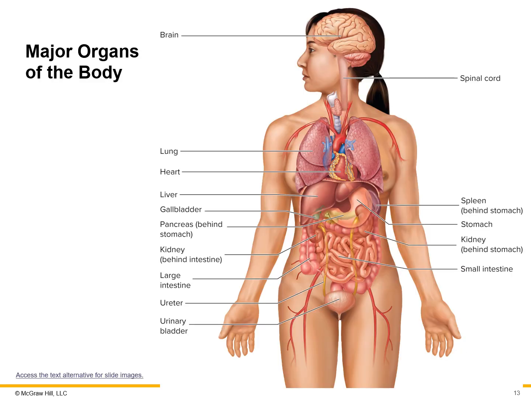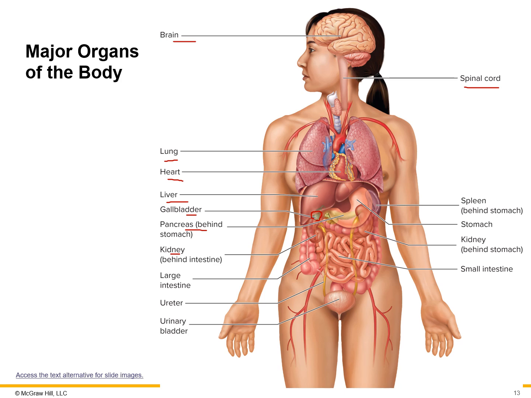So if we look at some of the major organs of the body, and you're probably familiar with the majority of these. So of course we have the brain, our spinal cord, lungs, the heart and the liver, the gallbladder, which is a small kind of ball-like shape right underneath the liver, the pancreas that's in behind the stomach. So it's just kind of showing the stomach being translucent, which of course it isn't.